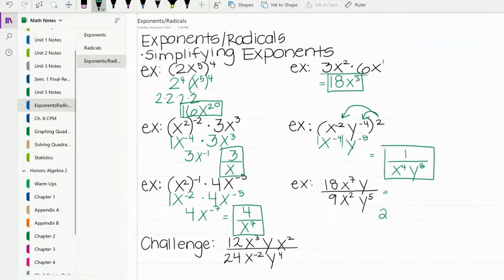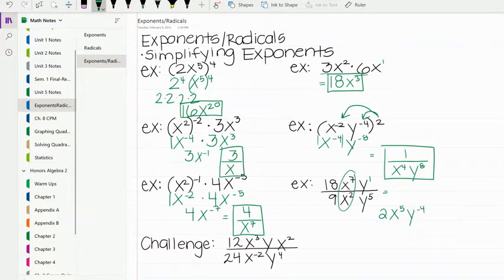Okay? Now I'm going to deal with this part. So I have x to the 7th and x squared. Because I'm dividing those, I will subtract and I'll get x to the 5th. Now this part, I know that this is technically a 1. So I have y to the 1 over y to the 5th. So I subtract those and I would get 1 minus 5, which is negative 4.